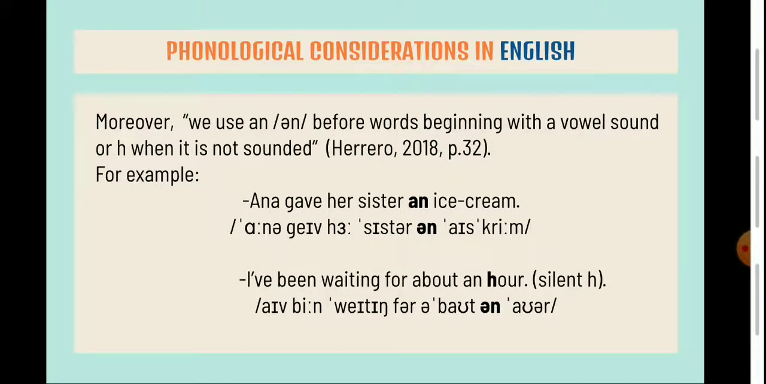Moreover, we use an before words beginning with a vowel sound, or H when it is not sounded. For example, Anna gave her sister an ice cream. Ice cream starts with a vowel sound. Another example is: I've been waiting for about an hour. Hour, although it is spelled with H, the H is not pronounced. Here we encounter the silent H, an hour.